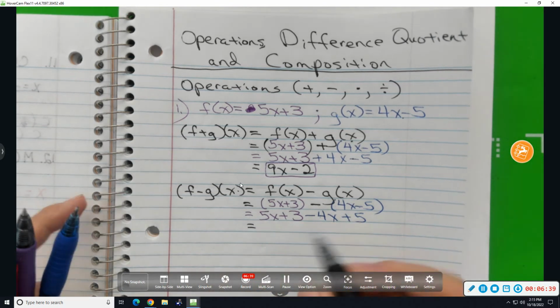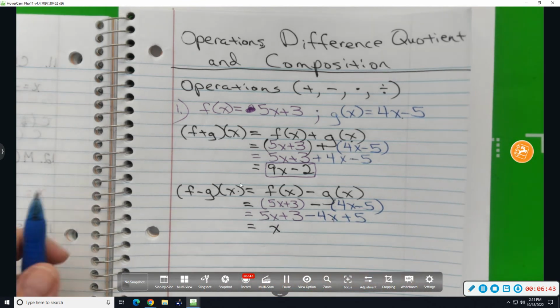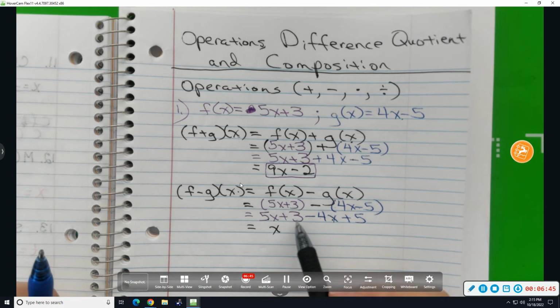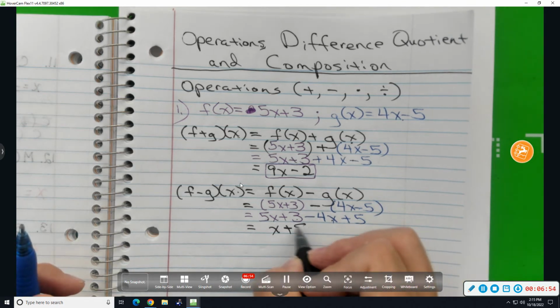Let's see if Jacob's right. 5x minus 4x. I agree with 1x. And then we have a 3 plus 5. Did you say x plus 8? Plus 8, okay. There.